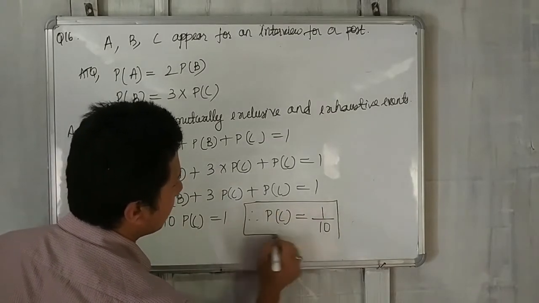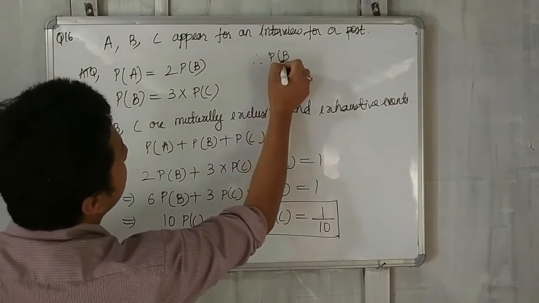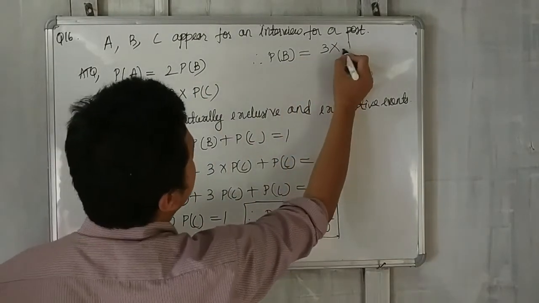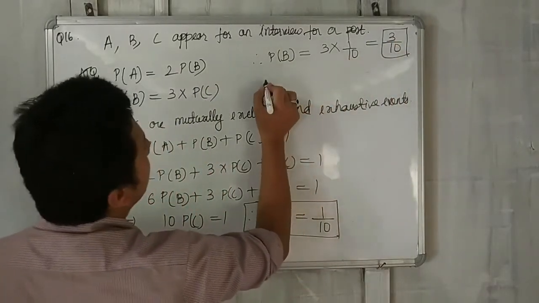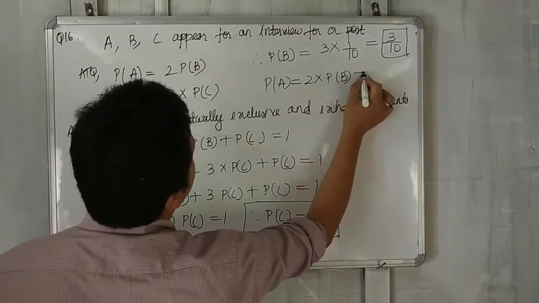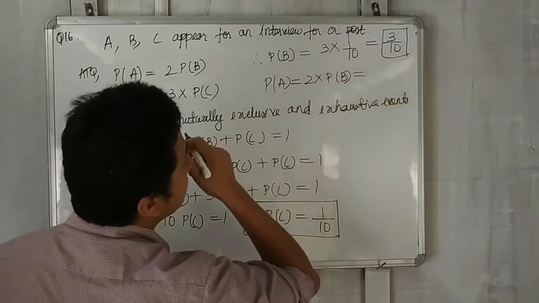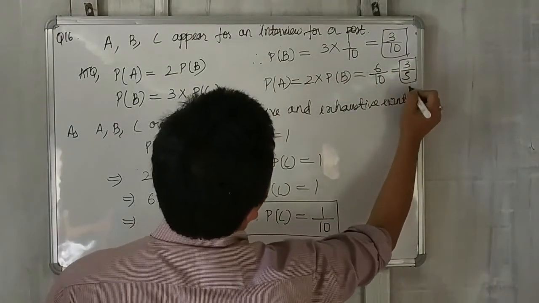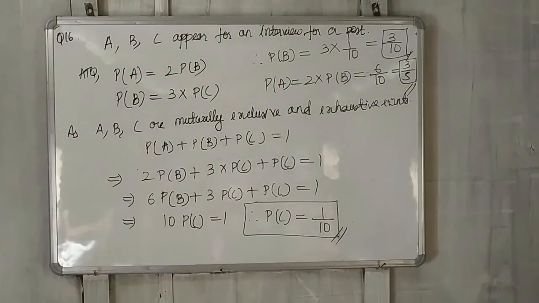Now we move to probability of B. Therefore probability of B being selected will be 3 into probability of C, which is 1 by 10, so it will be 3 by 10. And then finally probability of A being selected is twice probability of B. Probability of B is 3 by 10, so 3 2s are 6, 6 by 10, that will be 3 by 5. So these are the answers. So please pause the video and note it down.